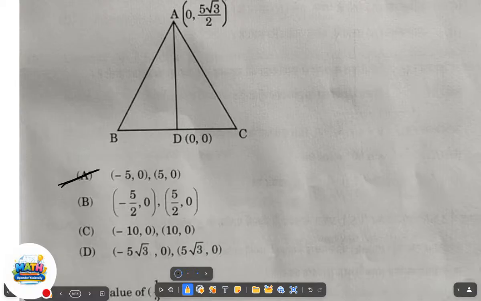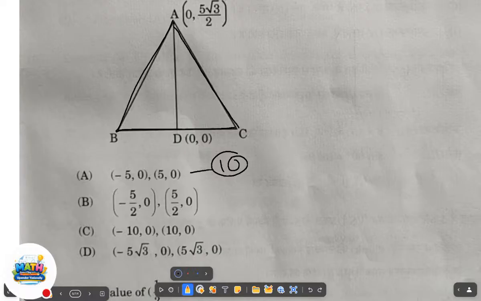Option A, what is option A? Minus 5 comma 0, 5 comma 0. So minus 5 comma 0 will be on the negative x-axis, 5 comma 0 on the positive x-axis. So what is the distance between B and C? It is 5 units to the left of the origin and 5 units to the right of the origin. So here the distance is 10. The distance between B and C is 10 units. So the distances AB and AC should also be 10 units.